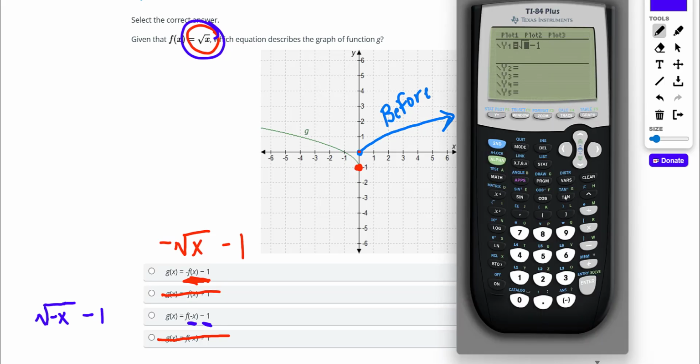Delete that. Rewrite this. Graph it. And that appears to be a match.